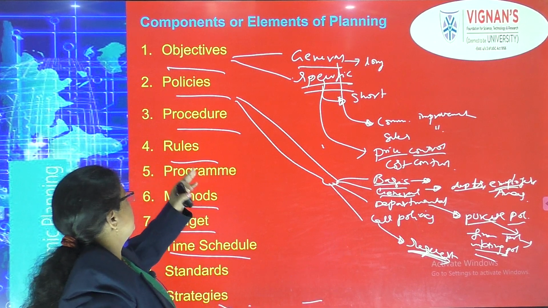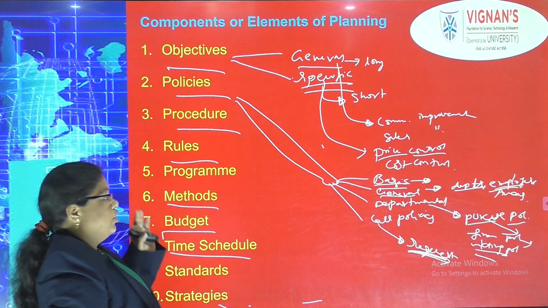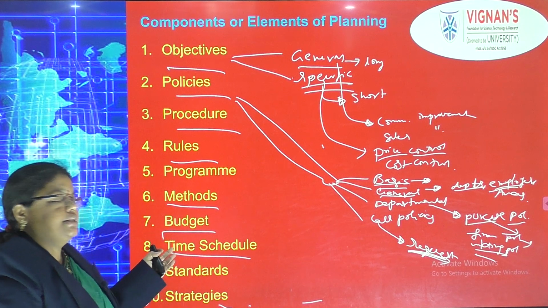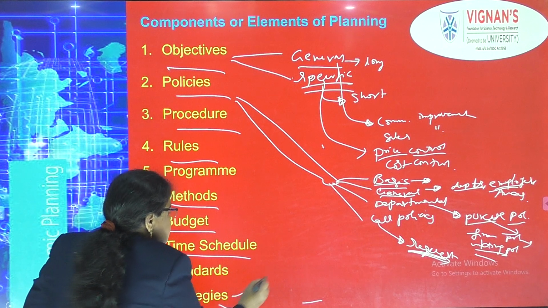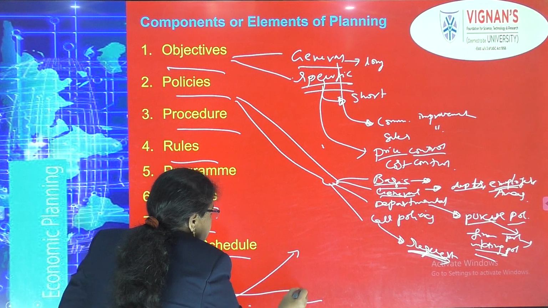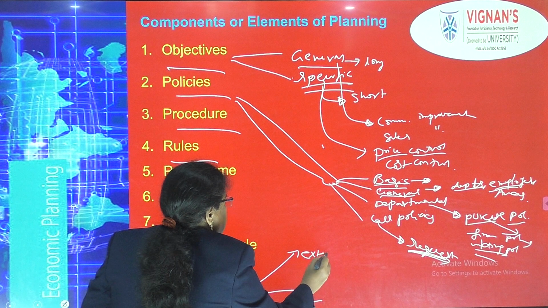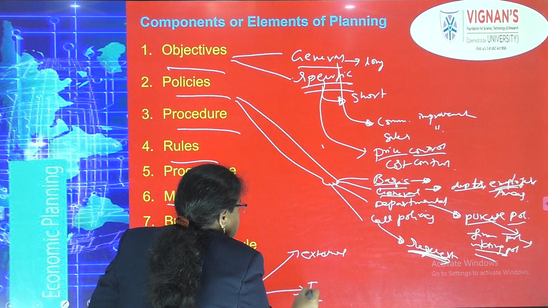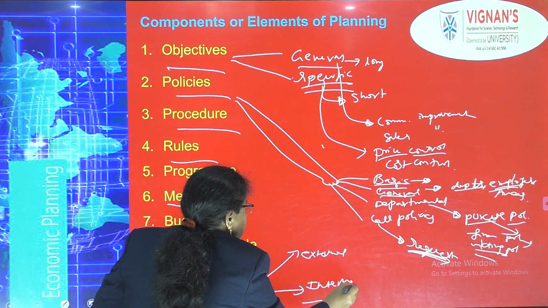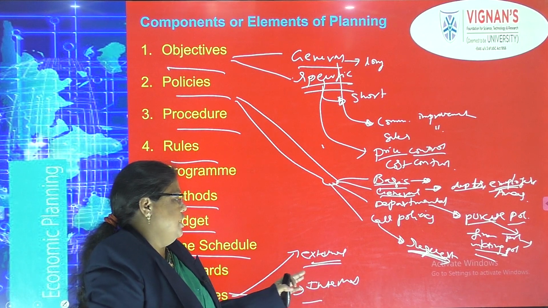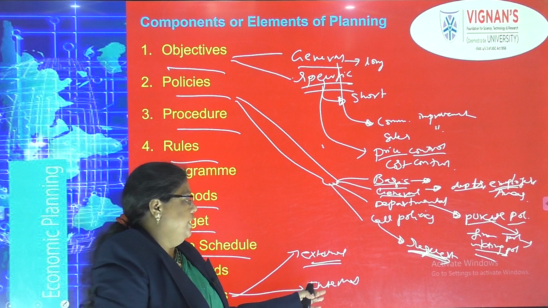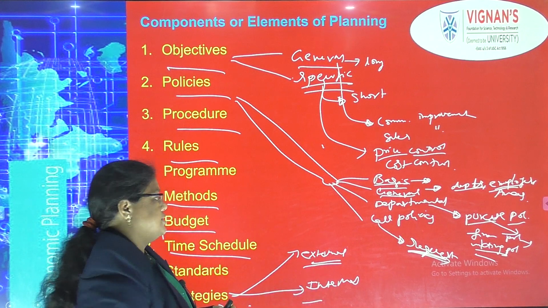Next is procedure, rules, programs, methods, budget, time schedule, standards and strategies. Under strategies, two types are there: external strategies and internal strategies. External strategies are external to the enterprise, internal strategies are internal to the enterprise.